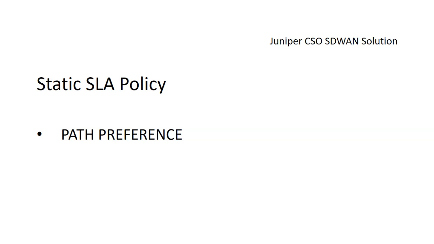In this video, we are going to talk about static SLA policies that are part of Juniper CSO SDWAN solution. So we will see how by manipulating a static SLA policy, we can achieve that traffic takes a certain path. So let's set up the stage for this test.